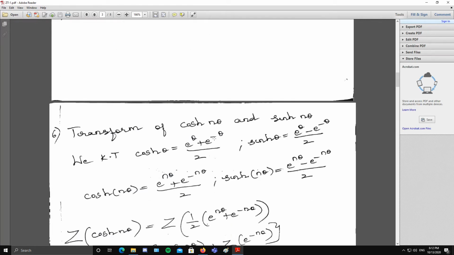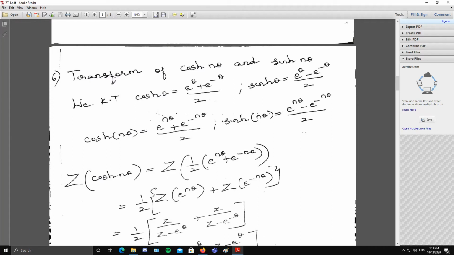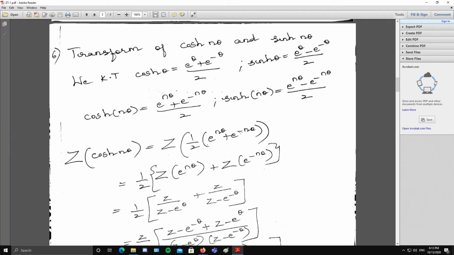Now we will see the transforms of cos h n theta and sin h n theta. What is cos h theta? e power theta plus e power minus theta by 2. Sin h theta, e power theta minus e power minus theta by 2. Now if you replace theta by n theta, cos h n theta is e power n theta plus e power minus n theta by 2. Sin h of n theta is e power n theta minus e power minus n theta by 2. So we have the formula for cos h n theta, sin h n theta.